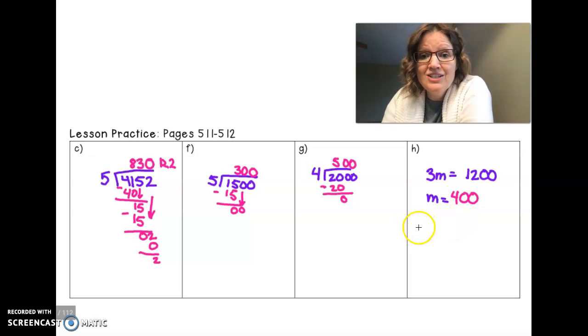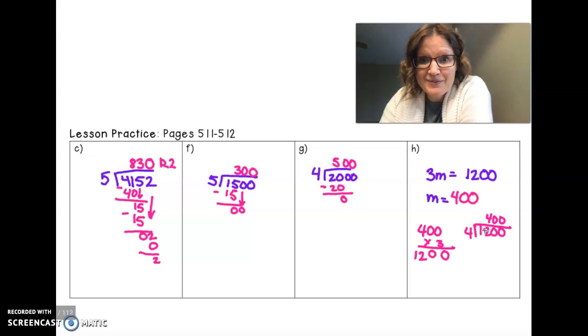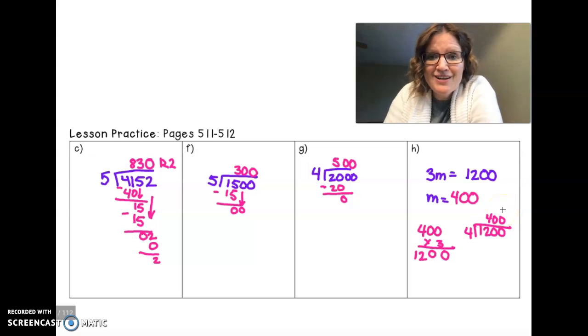We can do a quickie check. 400 times 3. We have 0, 0, 1,200. Another way that we could solve this is we could say 1,200 divided by 3, and that will give us 400 as well. So there you have it.